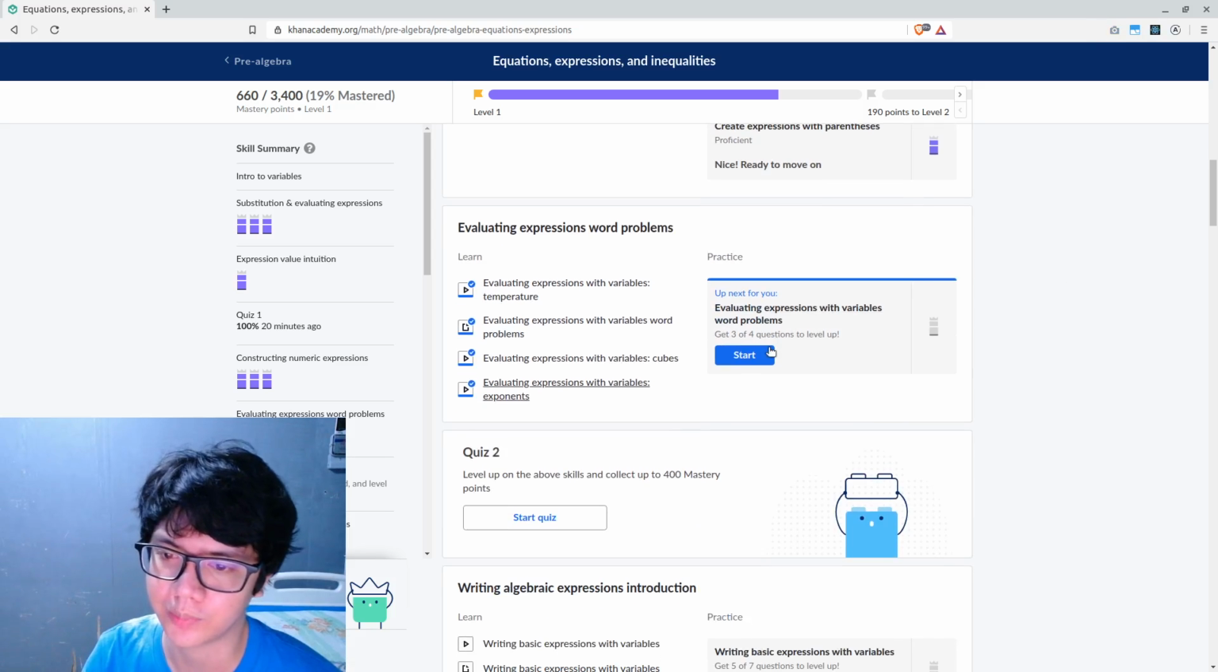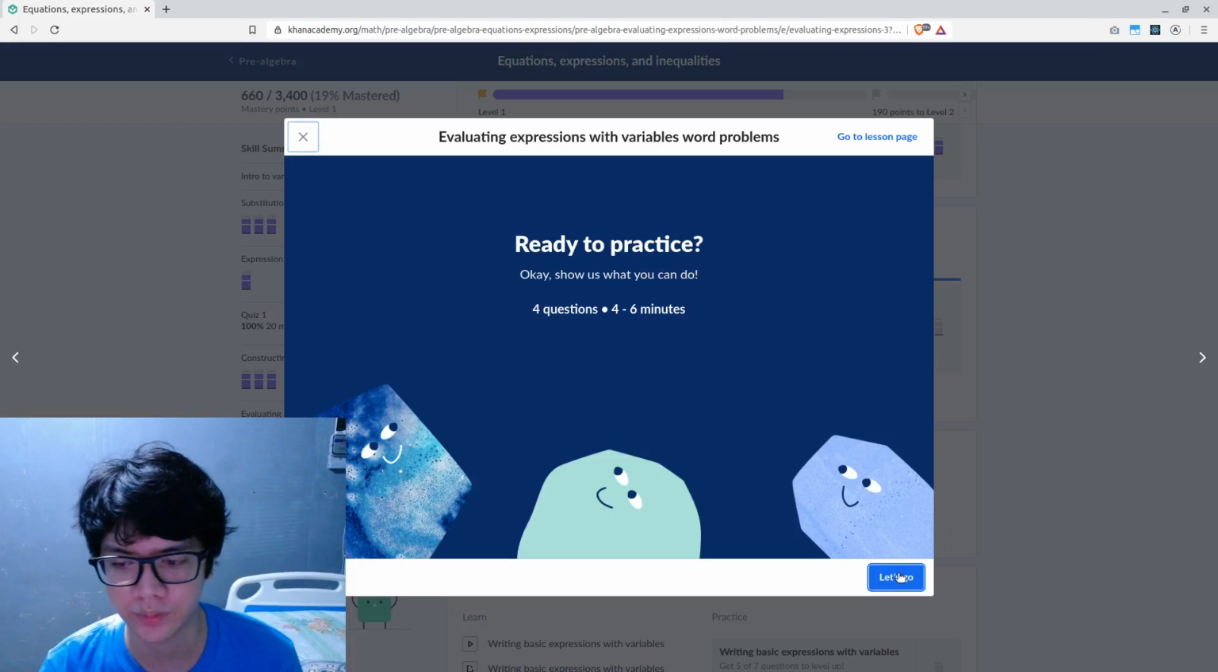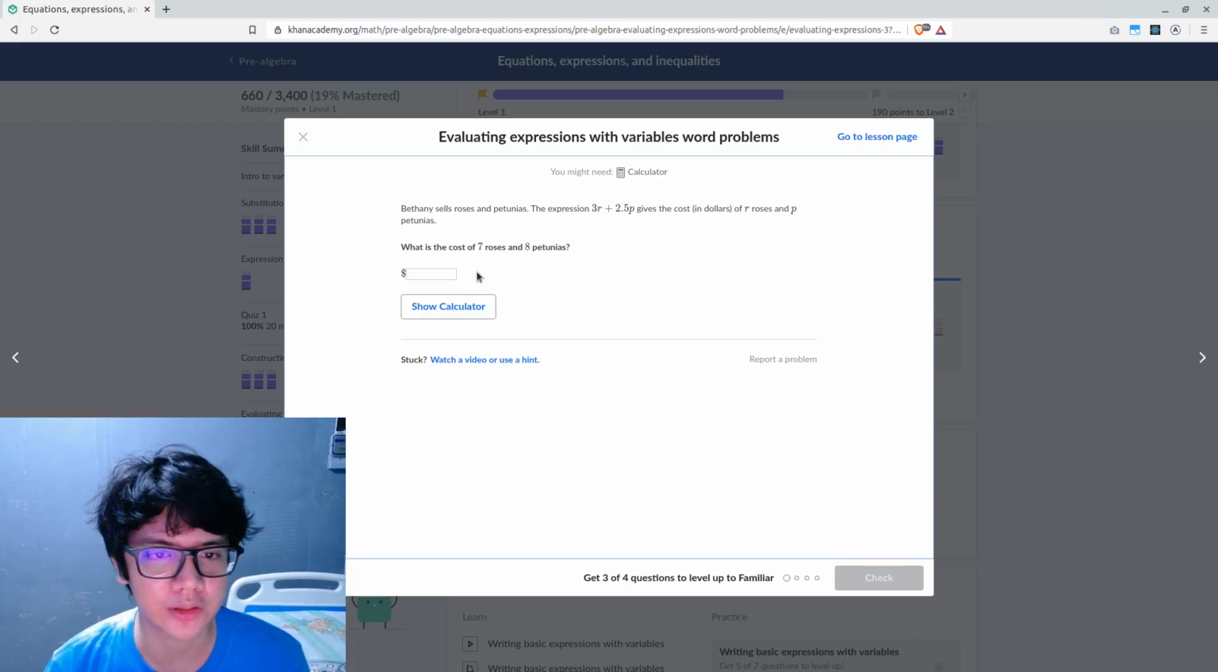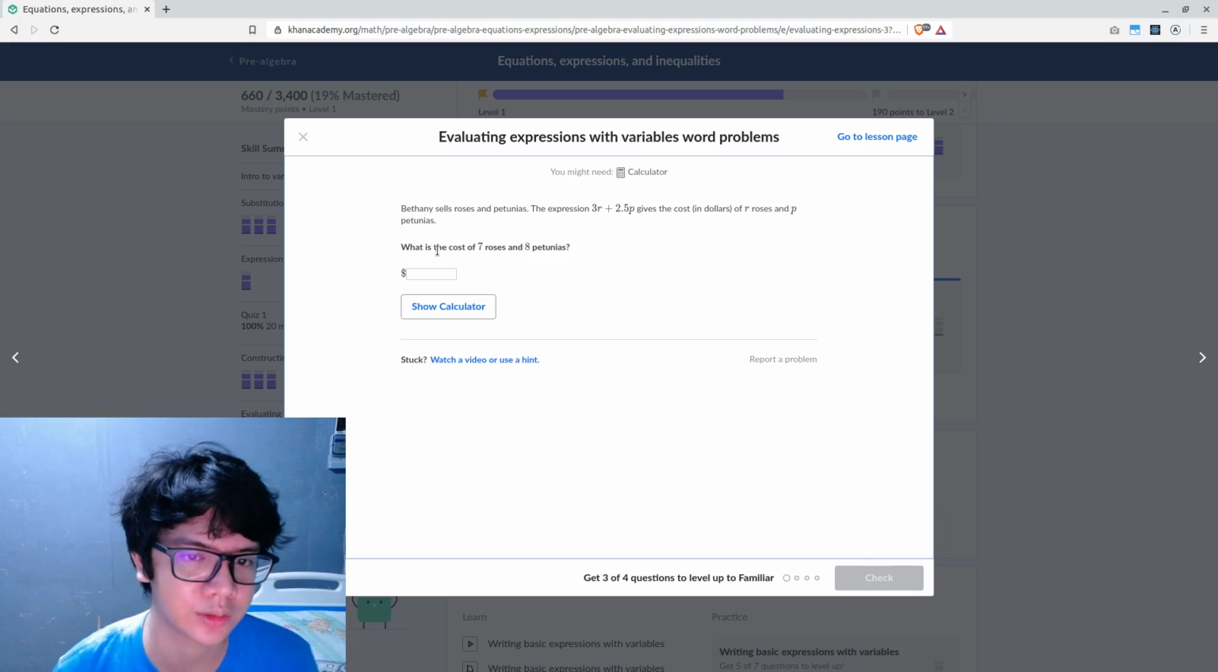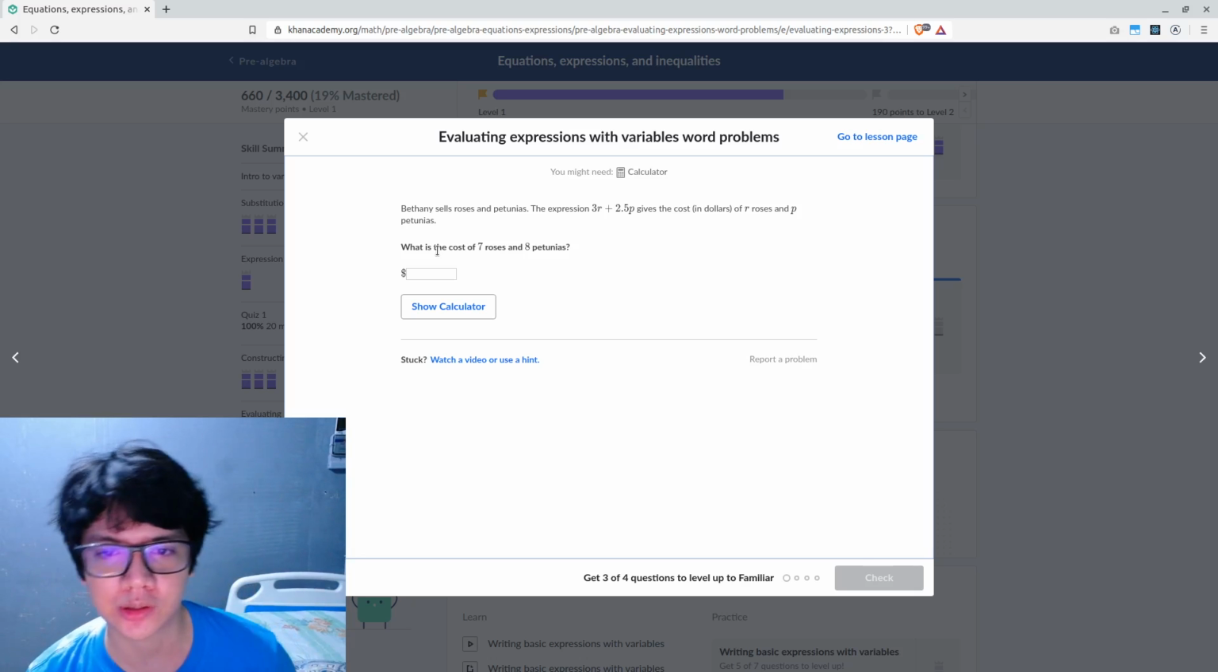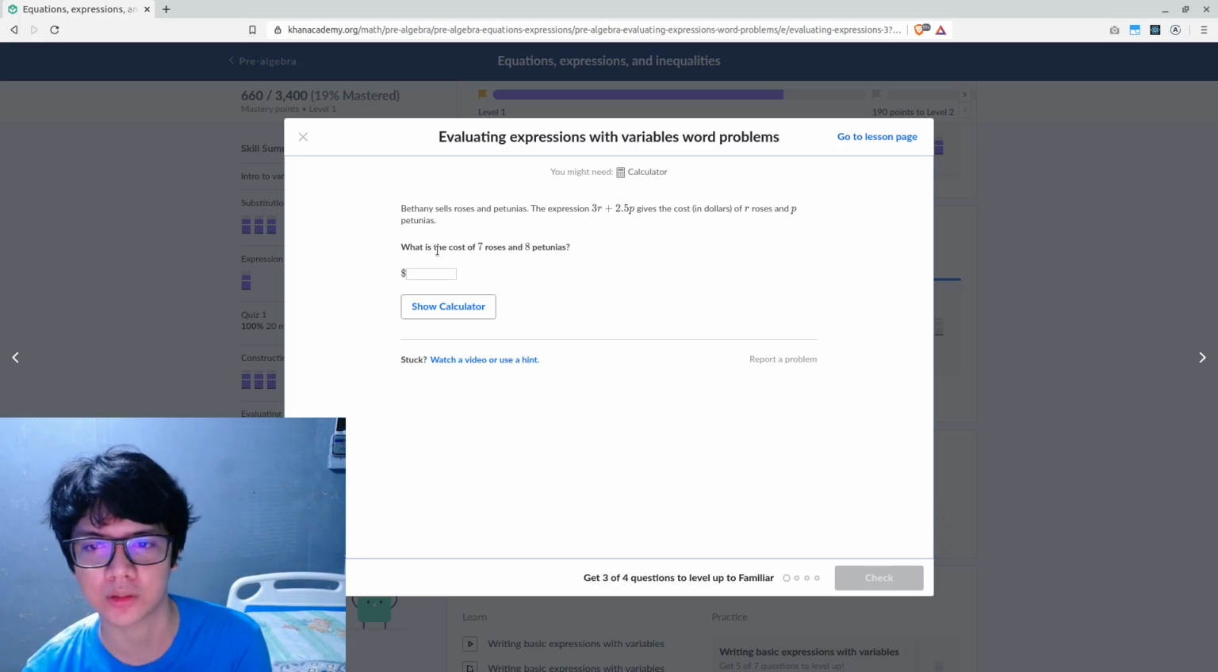Now let's do the practice and then the quiz. Bethany sells roses and petunias. The expression 3r plus 2.5p gives the cost in dollars of r roses and p petunias.